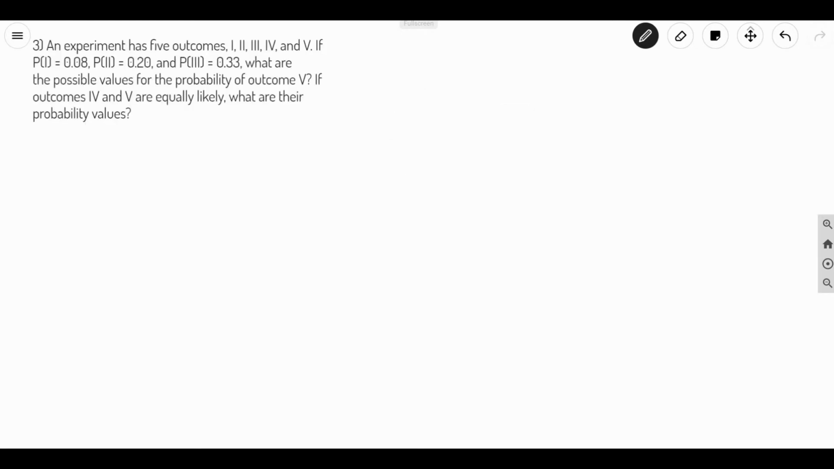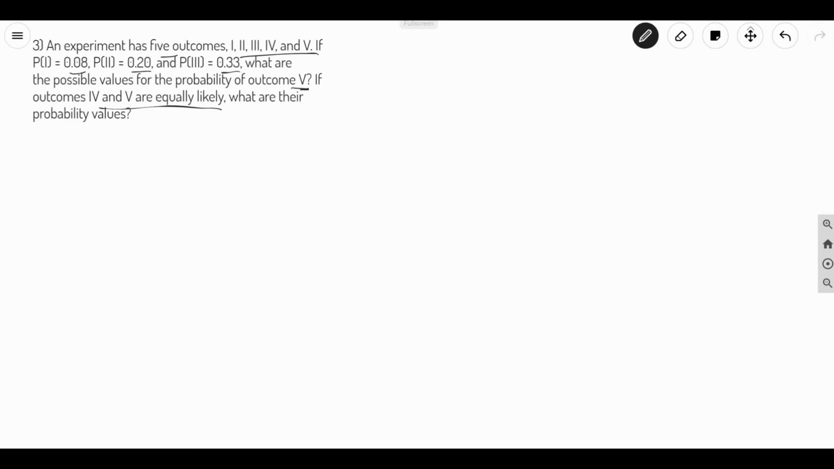Now let us move on to our third example. So in this example we are given that an experiment has 5 outcomes: 1, 2, 3, 4, and 5. If the probability of 1 equals 0.08, probability of 2 is 0.20, and 3 is 0.33, what are the possible values for the probability of outcome 5? This is the first part, and the second part is: 4 and 5 are equally likely. What are their probability values?